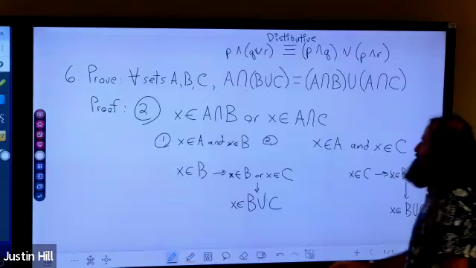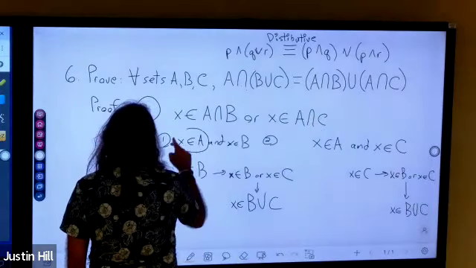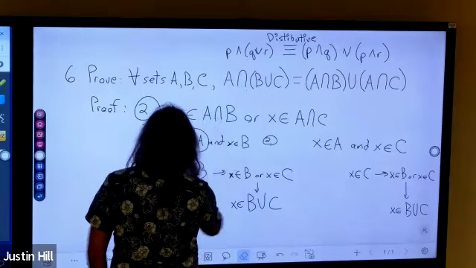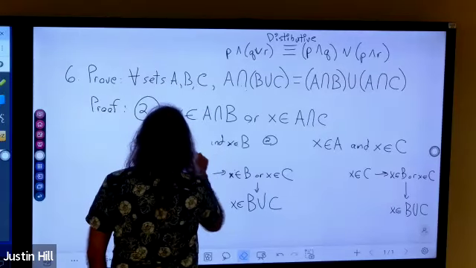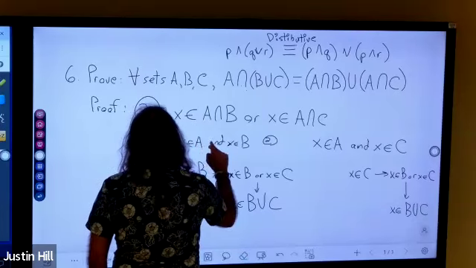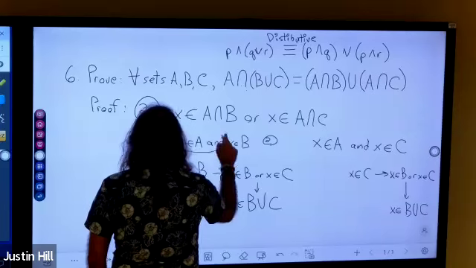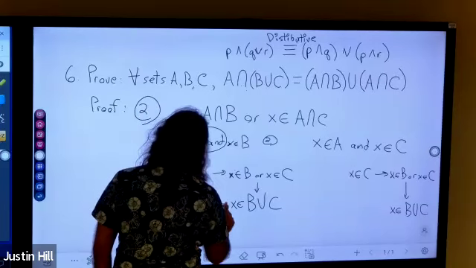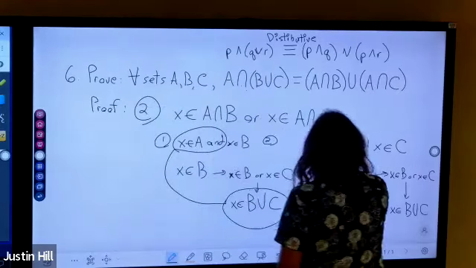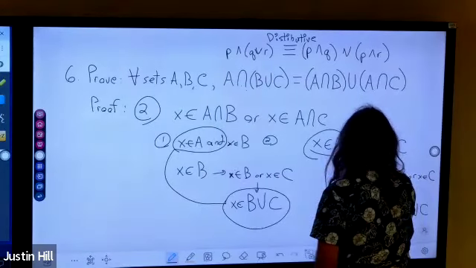And so notice that in both cases, what we have is X is in A and X is in B or C. So both of these say X is in A.